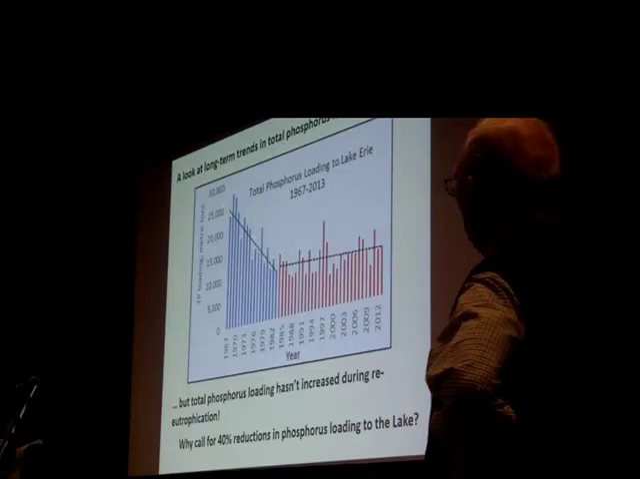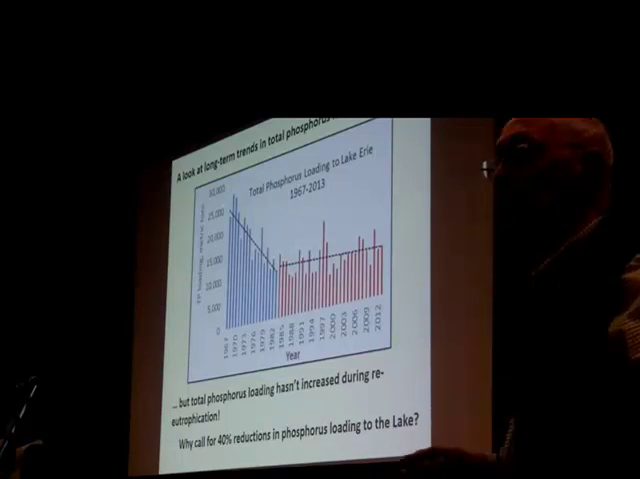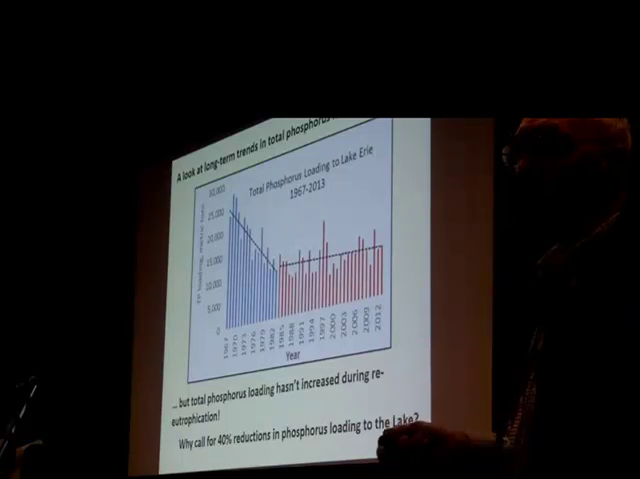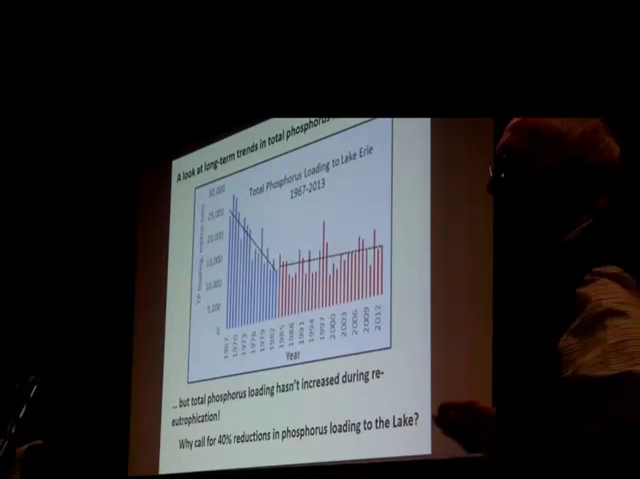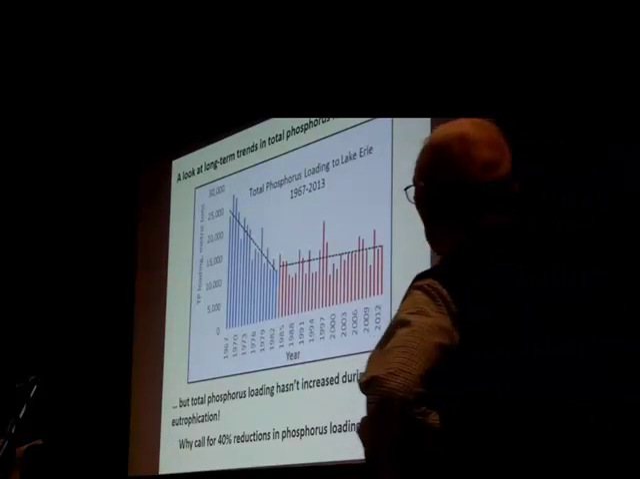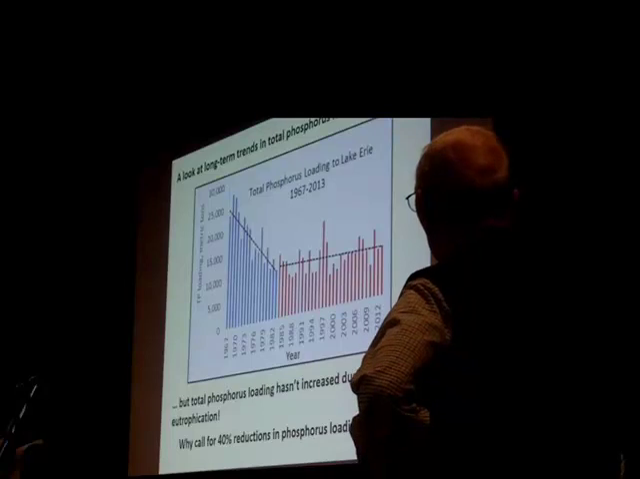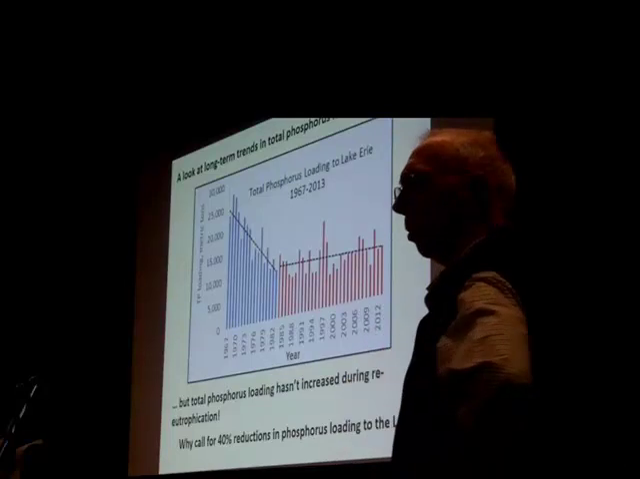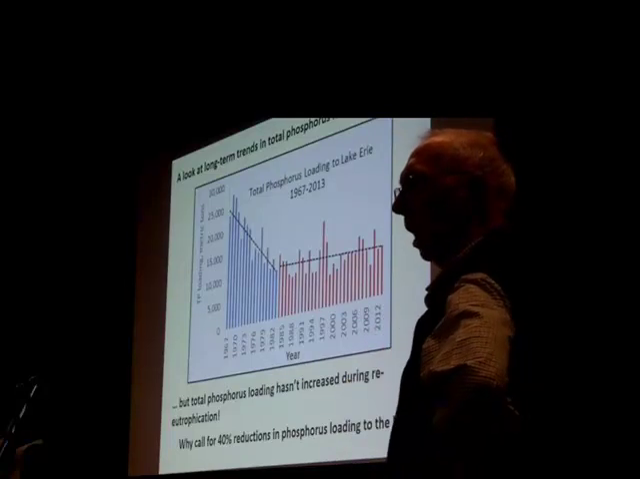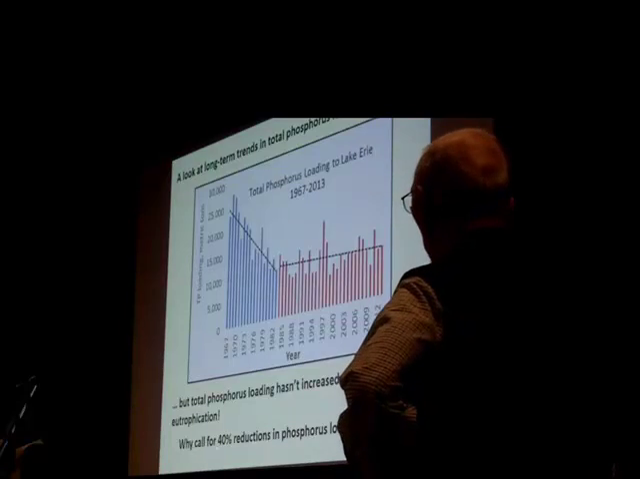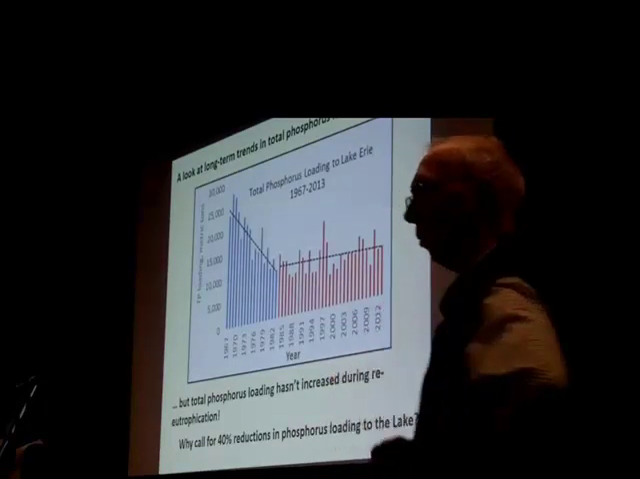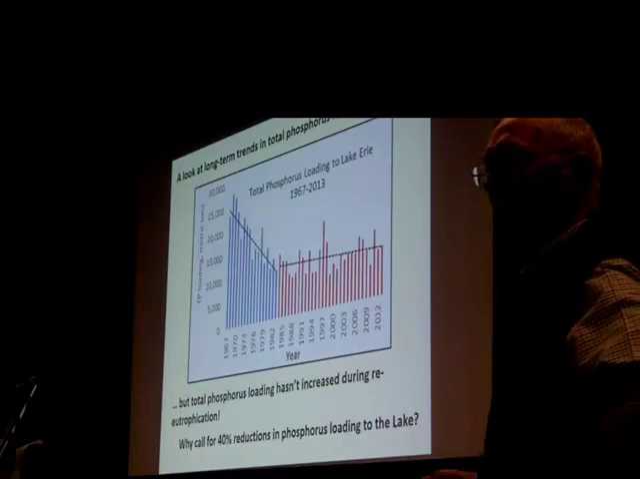This drop here was really caused primarily by treatment being implemented at municipal sewage treatment plants. That was the major source that really caused the big drops in loading. But total phosphorus hasn't increased since the early 1980s. It's decreased slightly.